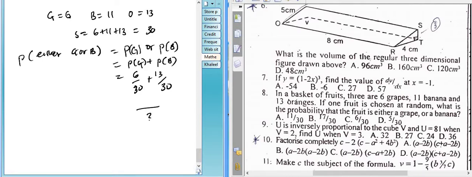So all I say, 30 at the denominator, then 6 plus 13... sorry, it is 11 for the banana. Then 6 plus 11 is going to give me 17. So the correct option is 17 over 30. That's option B.